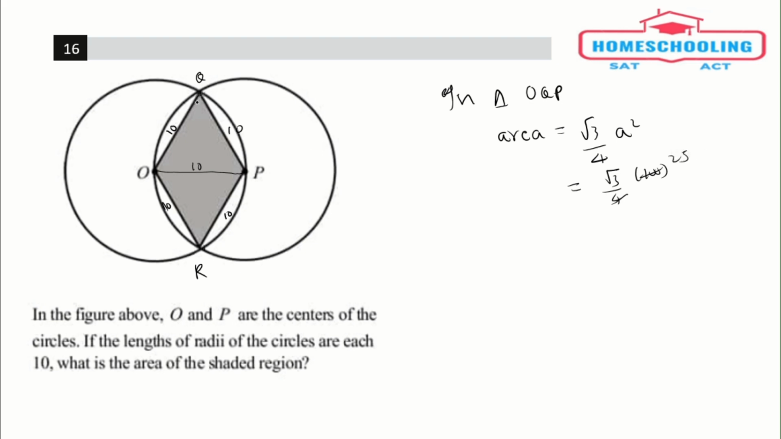So the shaded area would be, these two triangles are similar, so if the area of this is 25 root 3, this would also be the same. So the shaded region would be twice 25 root 3, so your answer would be 50 root 3. So this is going to be your answer.